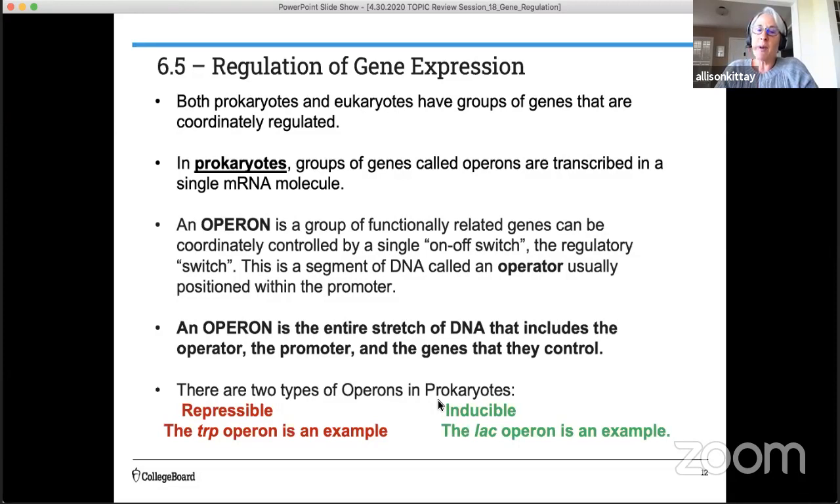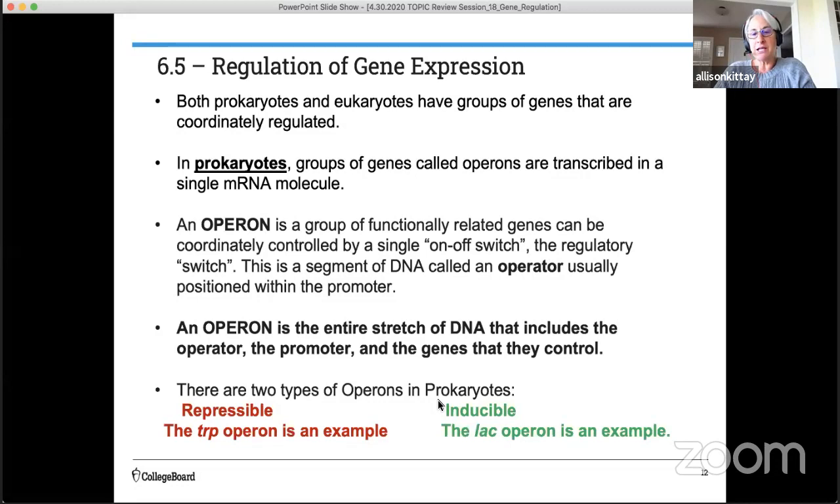Okay, so both prokaryotes and eukaryotes have groups of genes that are coordinately regulated. We're going to talk about prokaryotes first, and then I'll talk about eukaryotes. So in prokaryotes, groups of genes called operons are transcribed in a single messenger RNA molecule. So an operon is a group of functionally related genes that can be coordinately controlled by a single on-off switch, which is called the regulatory switch.